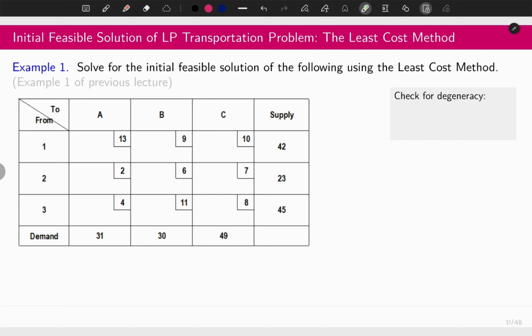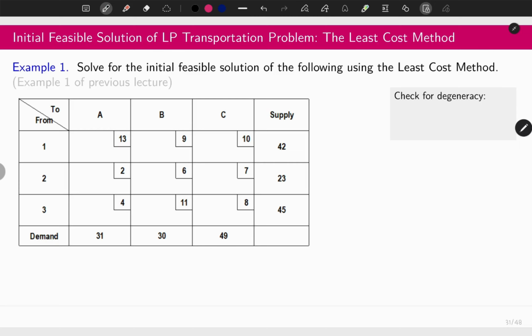Alright, this is what we had for example 1 in the previous lecture video. We have already solved this using the northwest corner. Take note that the answer here will be different from what we had in the northwest corner. Sometimes they will be the same, but that is only coincidental. Take note, class, that it is totally fine to have different answers as long as you follow the procedures. The bottom line here is that this is only the initial feasible solution. What matters is the optimal solution, which will be discussed in lecture 5.